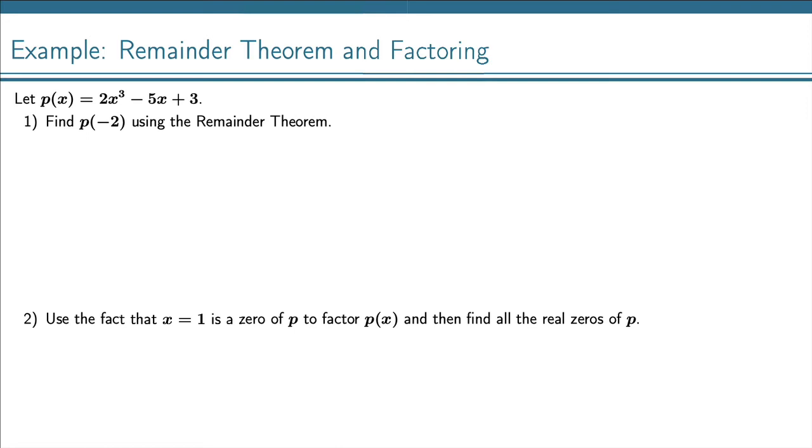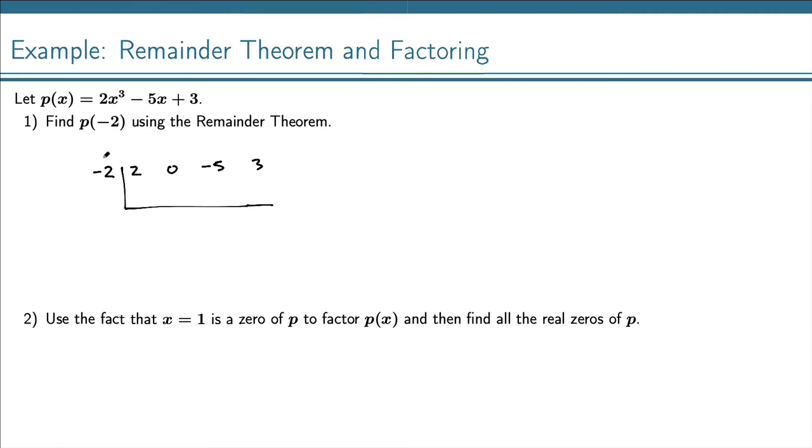Okay, let's do it here. Find p of negative 2 using the remainder theorem. This means we would like to take this and divide it by x plus 2. Okay? Divide that by x plus 2. So our coefficients of this dividend are 2, 0, negative 5, and 3. And out here, we're going to put a negative 2. Okay? Because we're dividing by x plus 2, since negative 2 is the 0 of x plus 2.